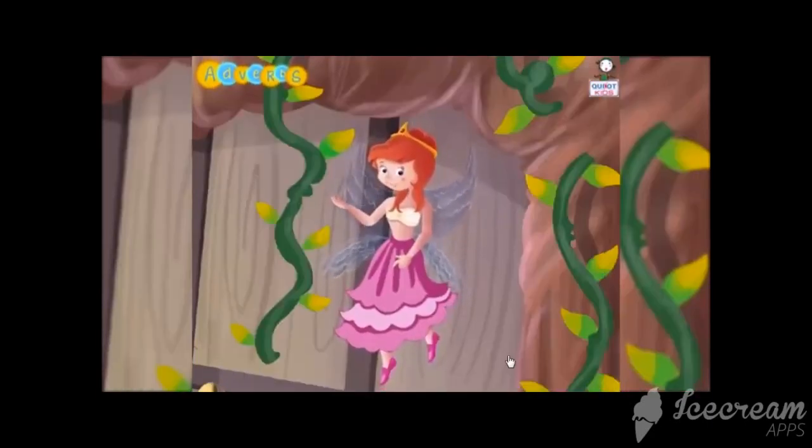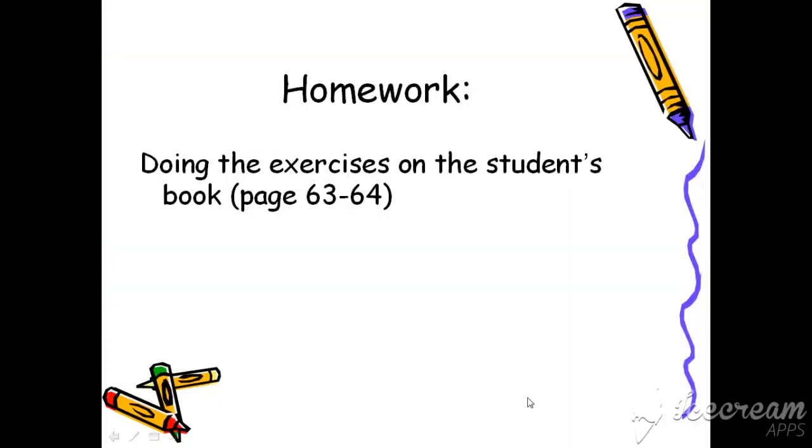Let's learn with fun. Now you have homework. You are supposed to do the exercises on pages 63 and 64 in your student's book.